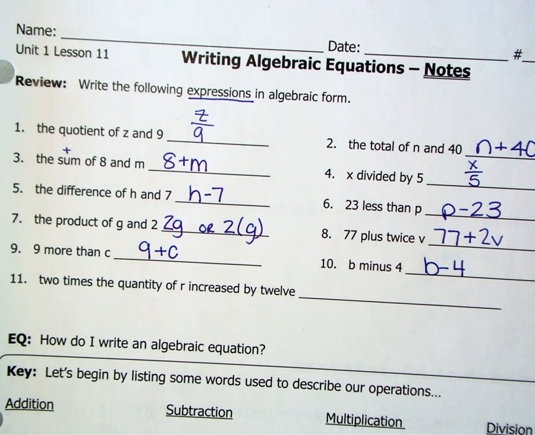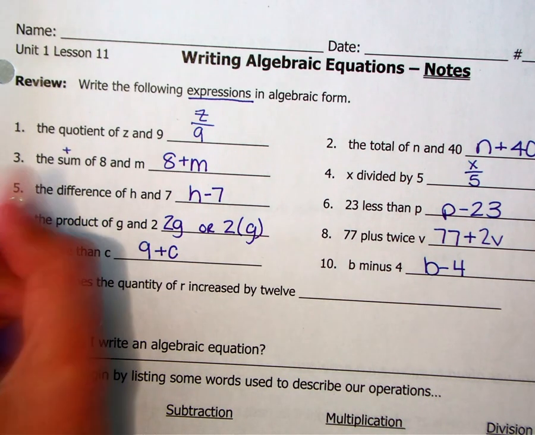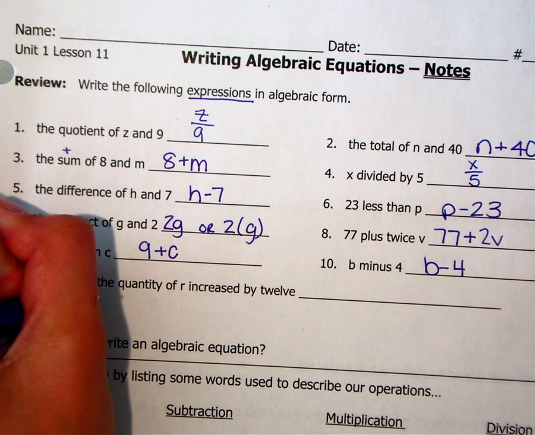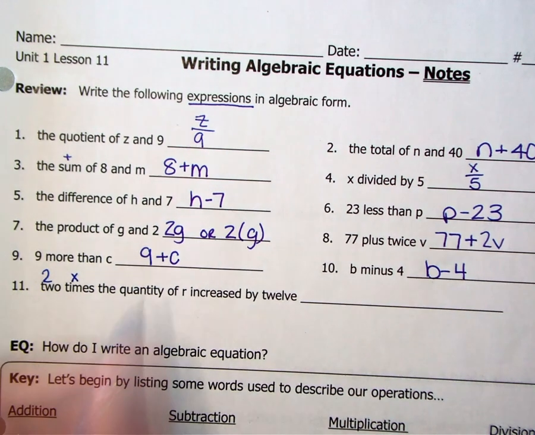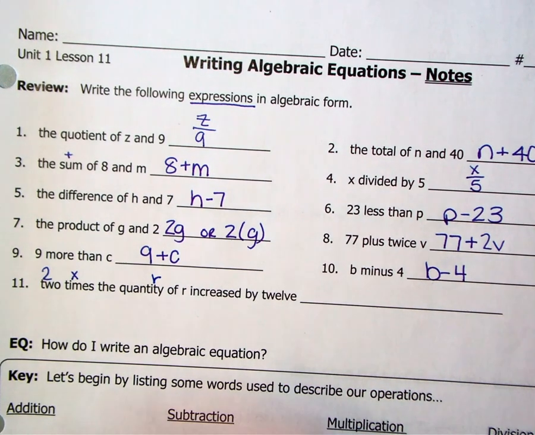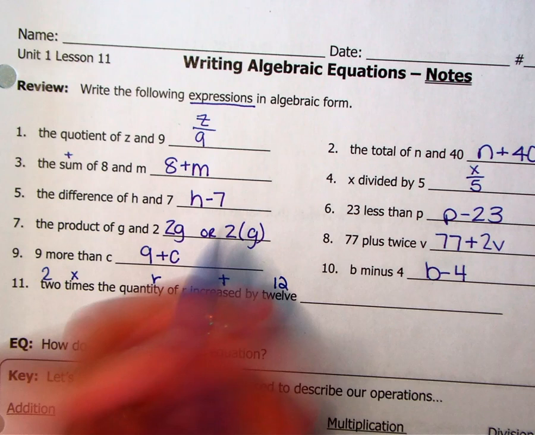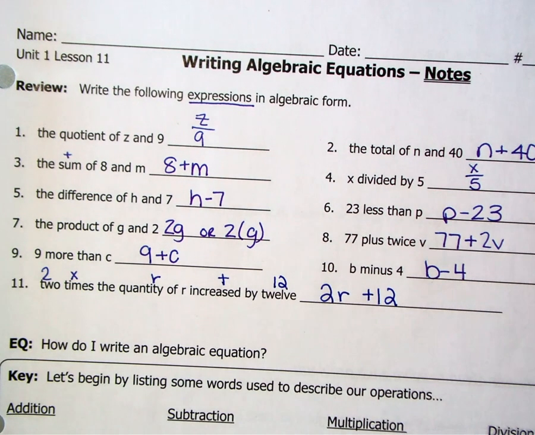All right, number 11, probably as complicated as it's going to get. 2 times the quantity of r increased by 12. Typically, it's going to tell you in the order that we want to write it. What would 2 times mean? 2 times means multiplication, the quantity of r, so 2 times r, increased. What operation would increased be? Plus, and then we got 12. All right, so 2r plus 12.